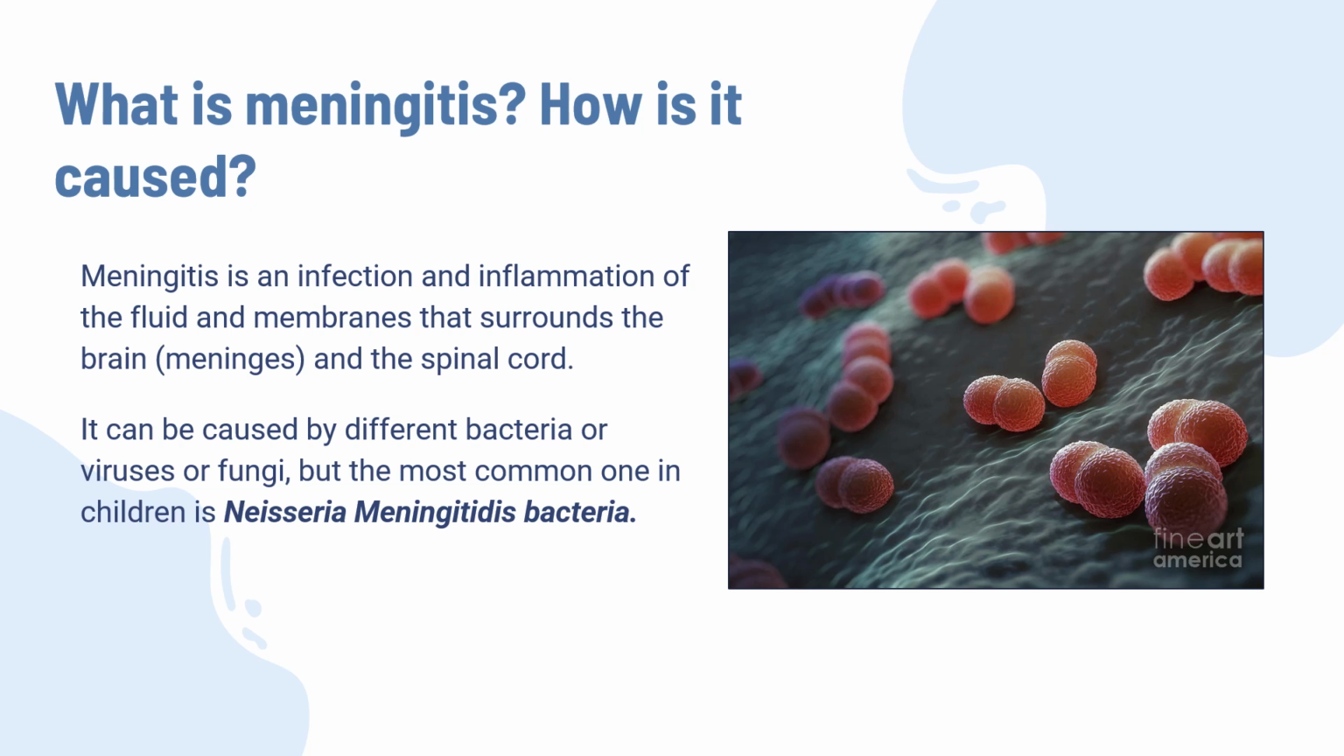First, let's know what is meningitis and how is it caused. Meningitis is an infection and inflammation of the fluid and membrane that surrounds the brain, which are called meninges, and also the spinal cord. It can be caused by different bacteria or viruses or fungi, but the most common one in children is Neisseria meningitidis bacteria.